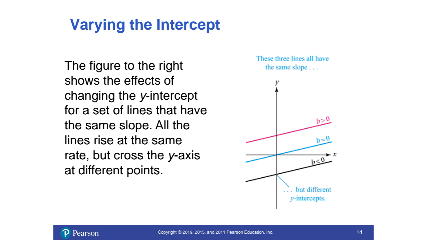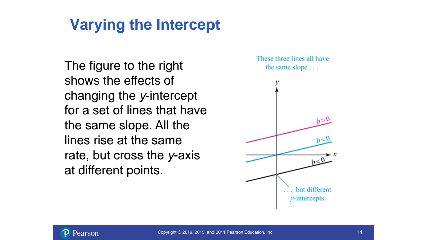And this graph shows what happens if you change the y-intercept, right? If you change the y-intercept, you get a bunch of parallel lines. So here's an example of what happens if you have a y-intercept greater than 0. The line is going to cross the y-axis above the x-axis. Here's what happens if you have a y-intercept equal to 0. The line is going to pass through the origin right here.